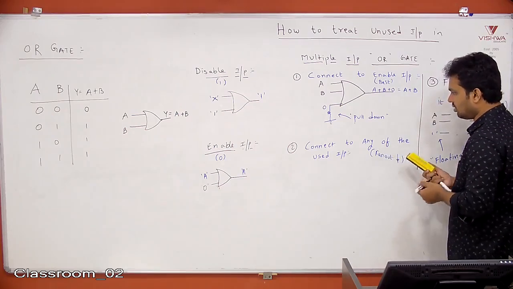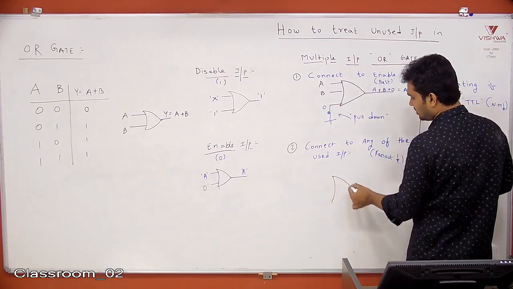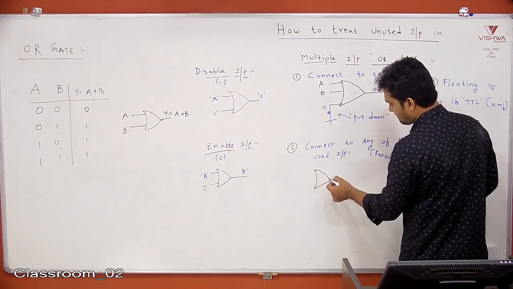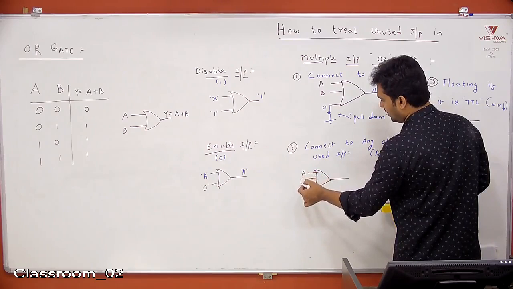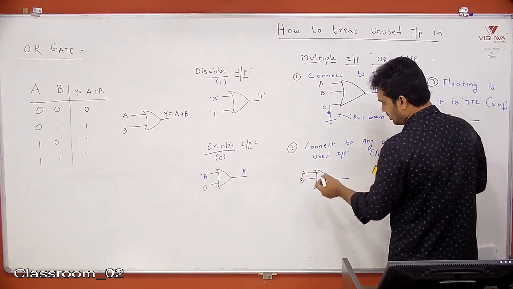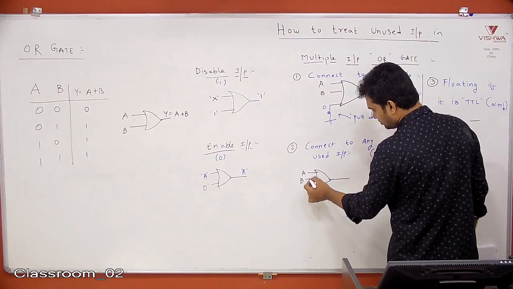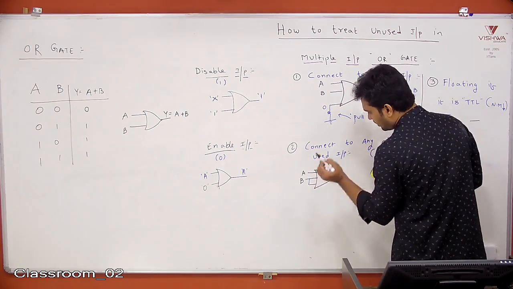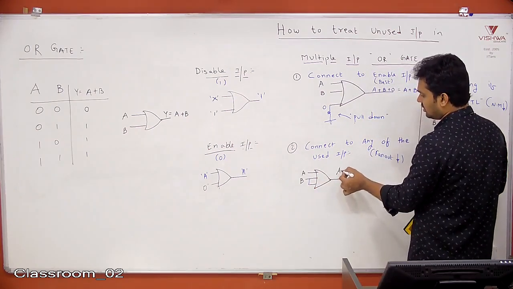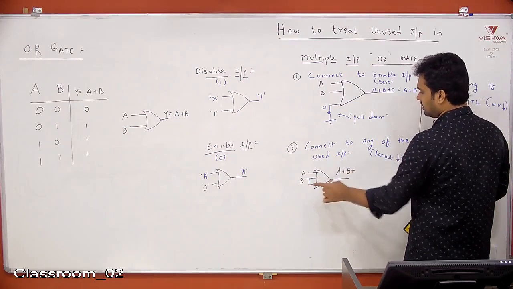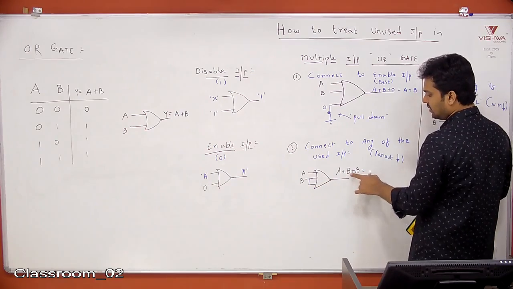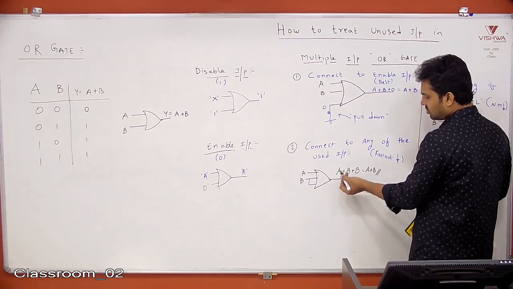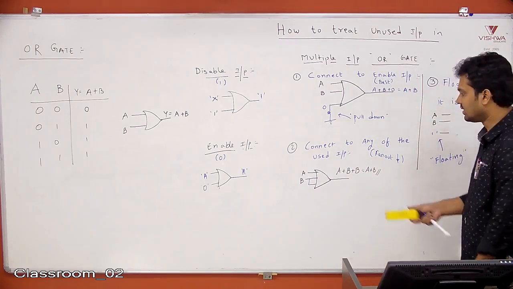Second case, connect to any of used inputs, same as previous case. You have A and B. Connect to any of the used inputs. This one, you connect like this. Third input, connect to any of the used inputs. Then what is the answer? A plus B plus B. What is B plus B? B. So A plus B plus B is A plus B. So it is working like a 2 input OR gate.